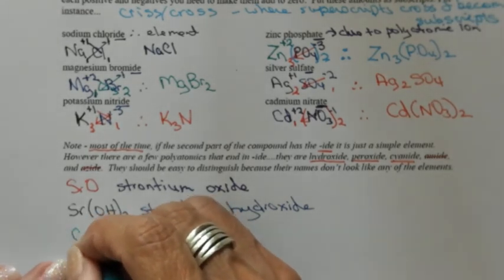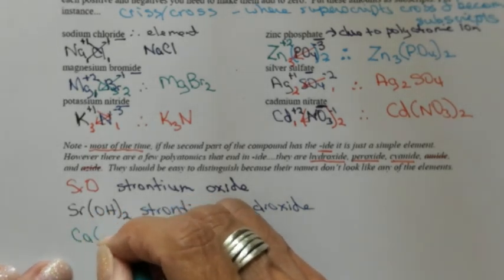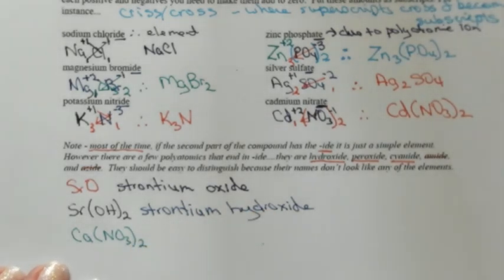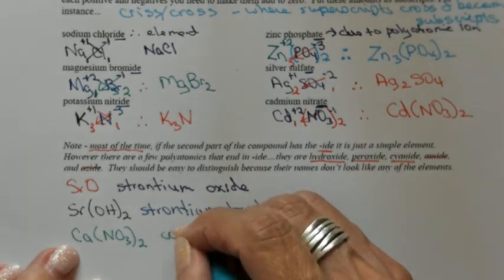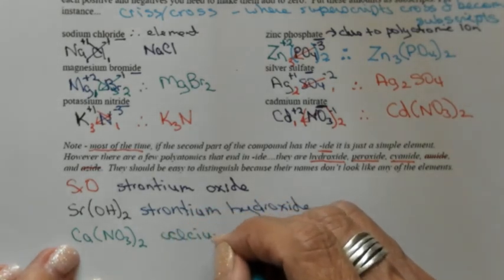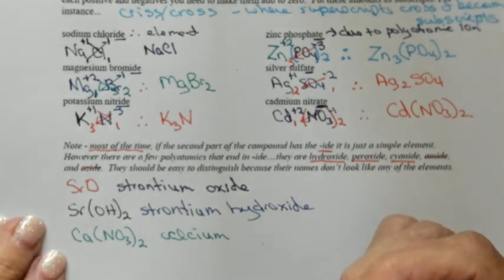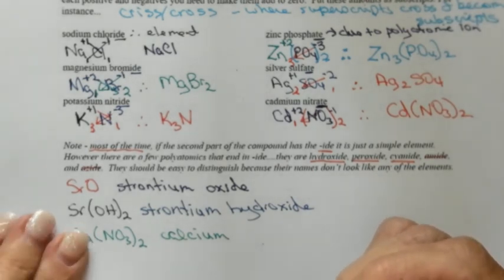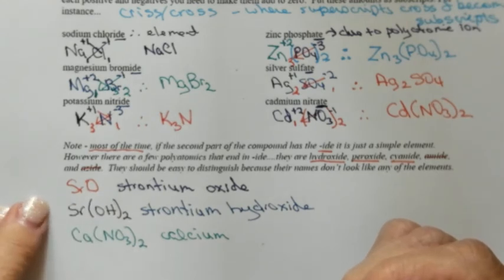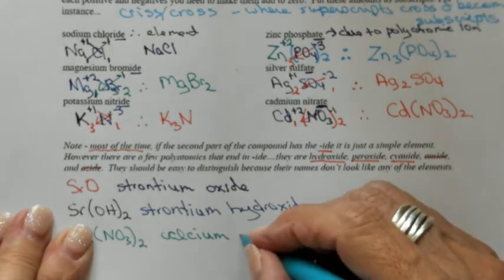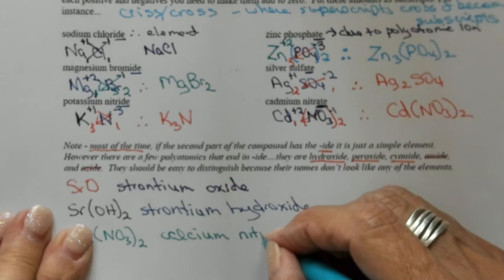Other examples, I have Ca(NO3)2. Ca, my metal, my cation is calcium. I just write its name down. Don't need anything special because I know its charge. And then I see that because this has more than 2 elements, the anion, which is the NO3, is a polyatomic. I look it up on the chart. This is nitrate.